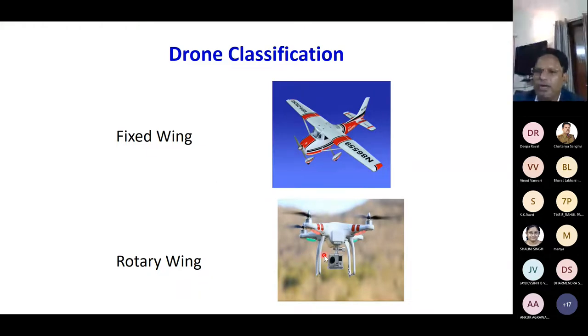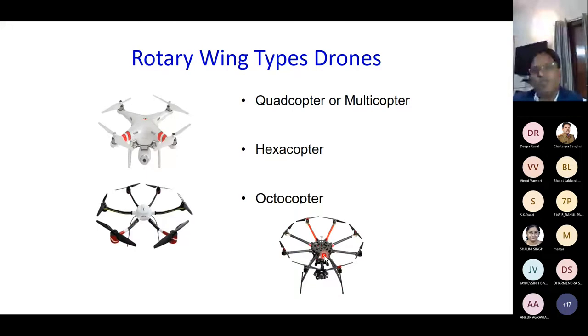So maybe you need just a small piece of the ground where you keep it, and it can go vertically up, or you can actually fly it from your rooftop. So when we see rotary wing types of the drones, then there are again further subdivisions, subcategories of those.